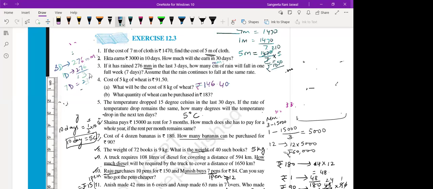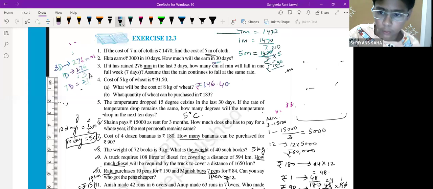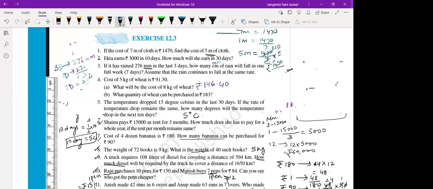Now see, the B bit is written in another form. It is asked what quantity of wheat can be purchased at 183 rupees. Now see, the question says that for 91.5 rupees, the amount of wheat that can be purchased is 5 kg. Right? So you will find for 1 rupee first. In 1 rupee, how much wheat can be purchased? That is 5 by 91.5.